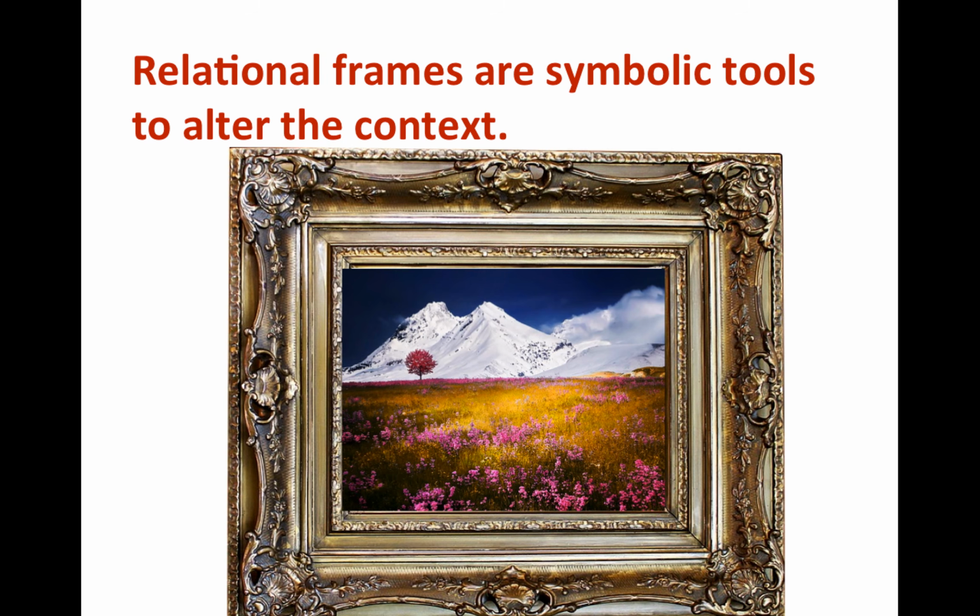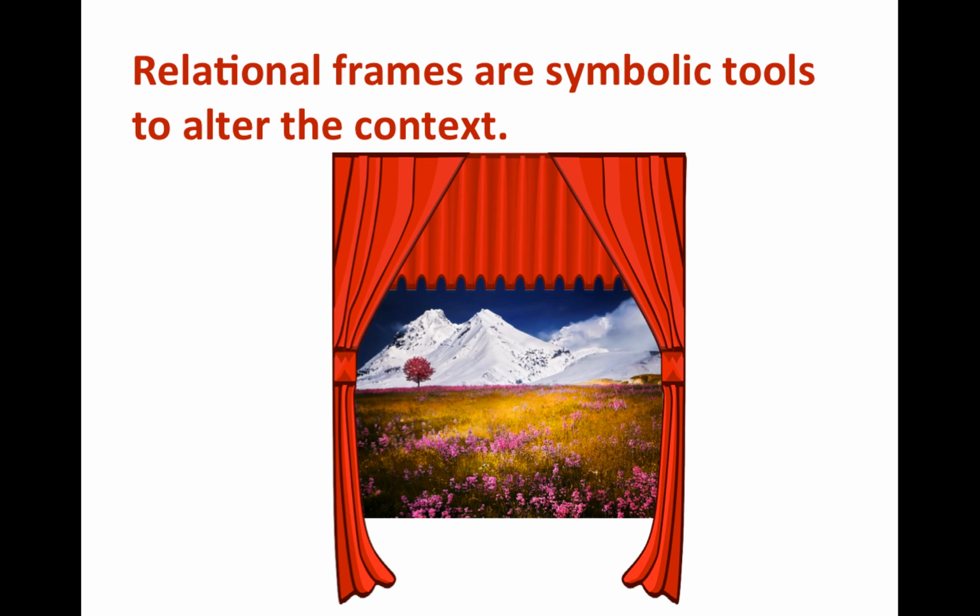If you put this antique gold frame, you might look at it as a piece of art. And if you put these theater curtains around, you might look at the picture as the background of something happening in front. So different frames alter the context in different ways and influence the way you interact with the picture. This is exactly what happens with language. The way we relate things and events influences the way we see things and events and the way we respond to them.